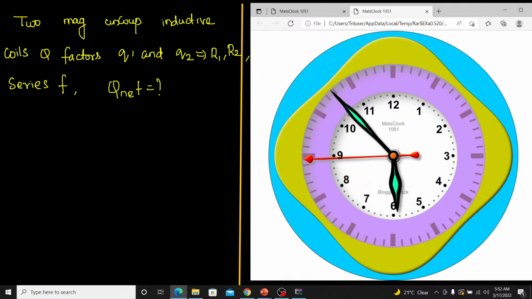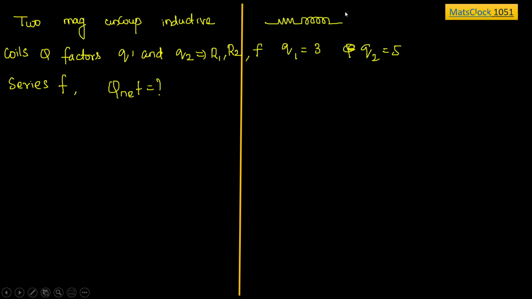I don't know how many of you appeared for GATE 2020-22. This same question had been given in GATE 2022 with the same data, but last time they gave just Q1 and Q2. This time, instead of giving Q1 and Q2, they have given certain values, like I told, Q1 equal to 3, Q2 equal to 5. But both are almost the same question. Anyway, first let us understand the basics.